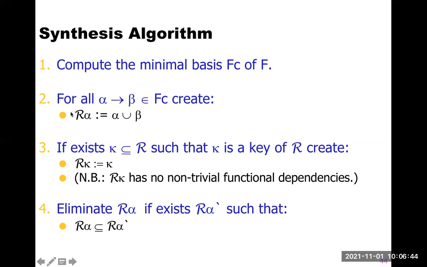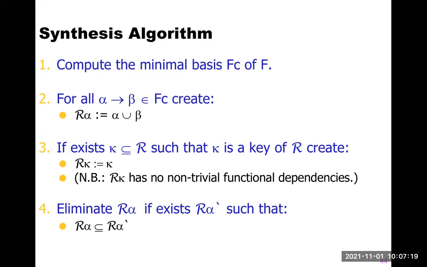And essentially we build a table for every functional dependency. Our first table has all the columns from the left part and the right part. And for another table, we take another functional dependency and create another table of all the columns from the left and from the right part. And we assign alpha, the left part, to be a key in this table. So minimal basis calculation is fundamental here.